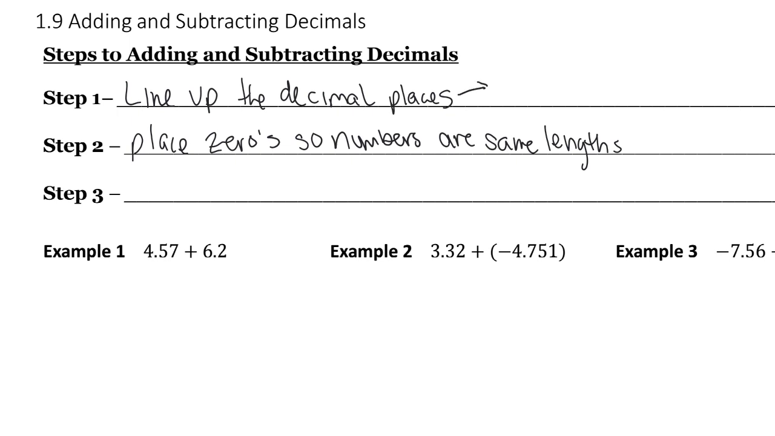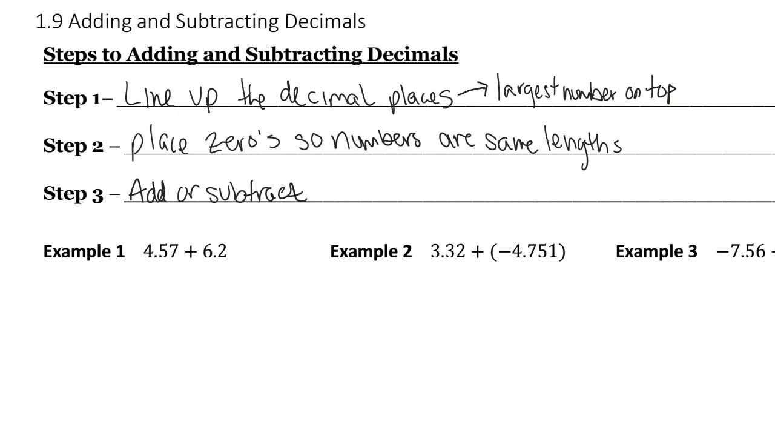Let's add a caveat here, a little thing. The largest number always goes on top. Whether it's positive or negative, the largest number should go on top. Okay? And then either add or subtract. Okay? All right, so let's look at example 1 then.